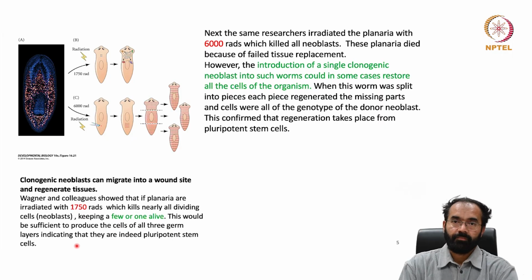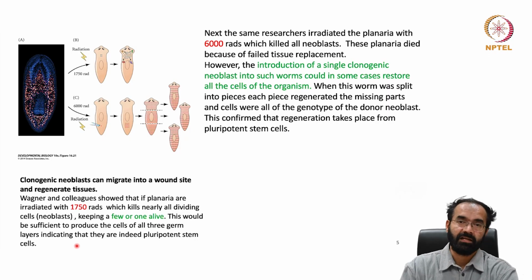After 1750 radians, you leave the planaria as it is. Normally it should die. Like we have seen in the previous class, if the radiation is very severe, it will disintegrate. But if you give 1750 radians, it bounces back. It had only 1 cell, 2 cells, or maybe 3 cells of neoblast, but that is good enough to repopulate the rest of the body.